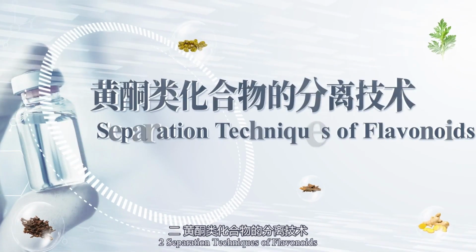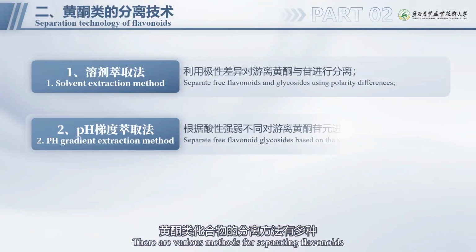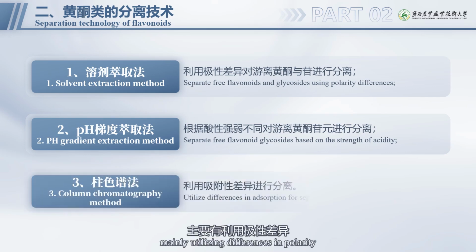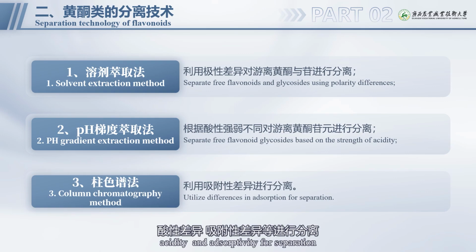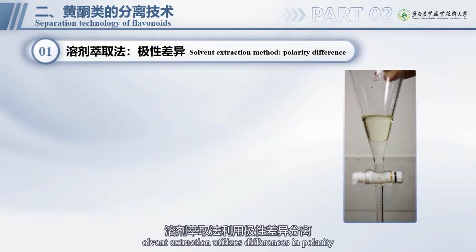Second, separation techniques of flavonoids. There are various methods for separating flavonoids, mainly utilizing differences in polarity, acidity, and adsorptivity for separation. Solvent extraction utilizes differences in polarity for separation.